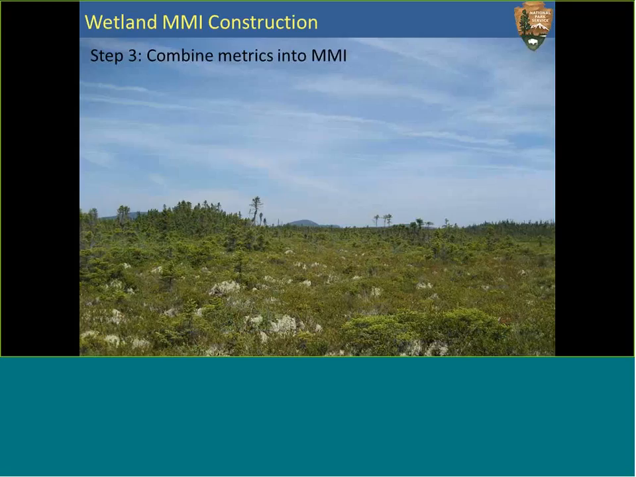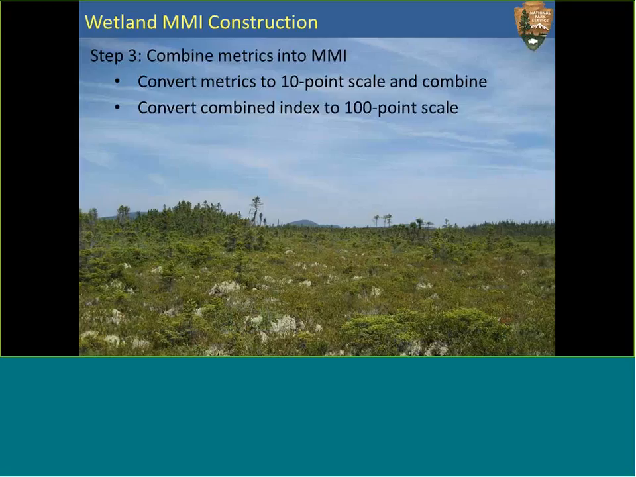So finally, once you find metrics that fit all of what I just described before, you want to combine them into the MMI, so you convert the metrics to a 10-point scale and then combine. In some cases, folks that build MMIs actually weight different metrics, saying this is more important than the other, so they get there on a 20-point scale and the others would be on a 10 or something like that. All of my metrics are weighted equally.